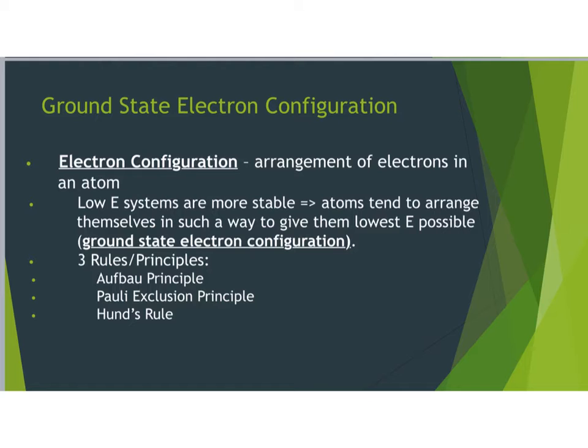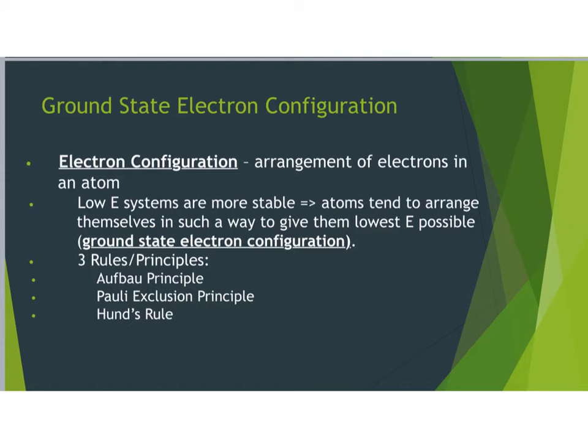Yesterday we talked about ground state electron configuration, and when we talked about something being at ground state, we talked about it being at the lowest energy level. So today we're going to add to that, and we're going to talk about what we call electron configuration. Now the electron configuration tells us the arrangement of electrons in an atom.